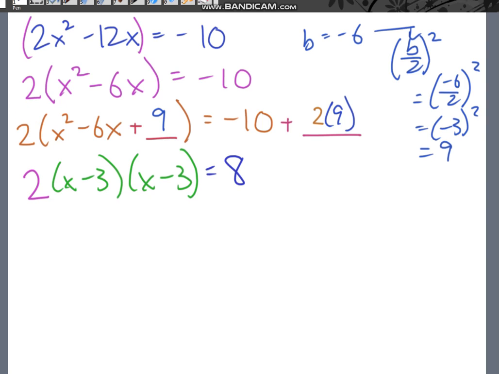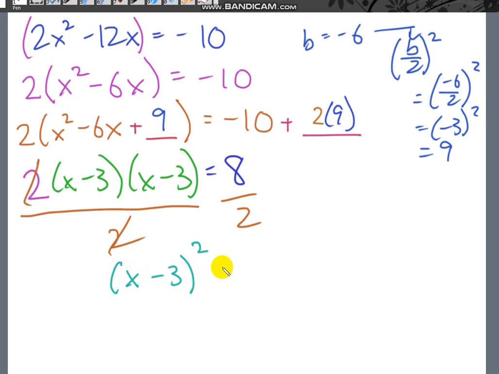Okay, next, what I see we can do is get rid of this 2. In order to get rid of the 2 on the outside here, again, our goal is to get this by itself. So we're going to divide by 2 on both sides. 2's cancel. And actually, I see here these two terms are the same. Since these two terms are the same, we can rewrite it as x minus 3 squared. And then 8 divided by 2 is going to be 4. If you cannot see that, just write those steps out separately.